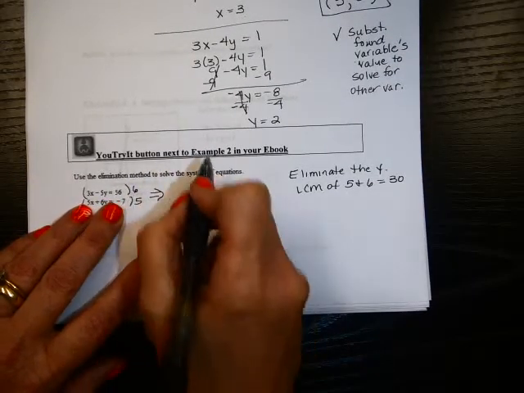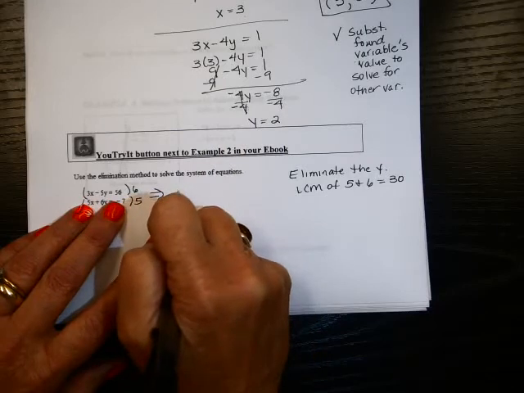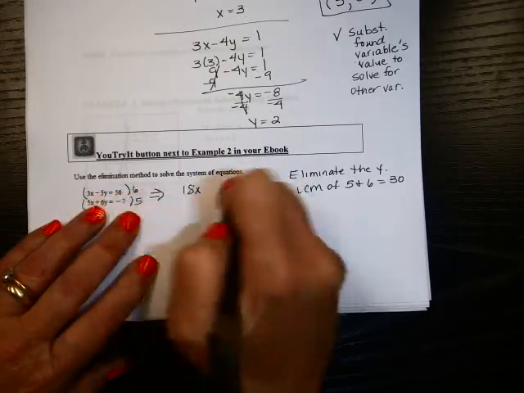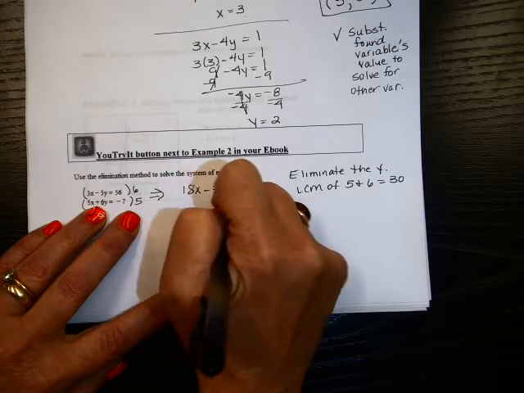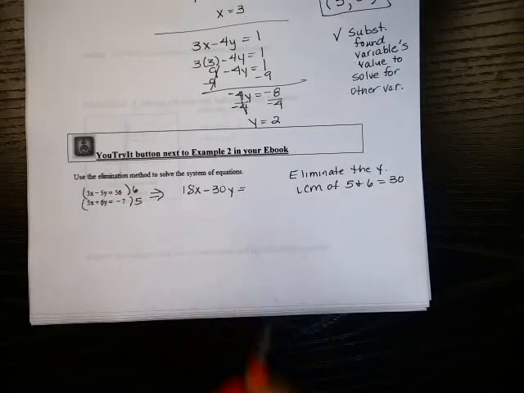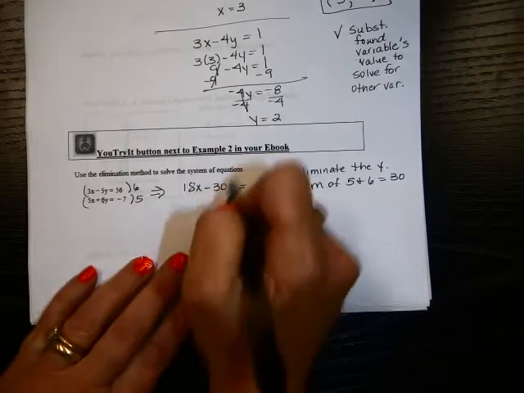Multiplying everything by 6 in the top one, 3 times 6 is 18x. Negative 5 times 6, negative 30y equals, oh, I think I needed my little calculator. Let's see, 56 times 6. I bet you're faster at it than me. Getting it in there. I got 336.